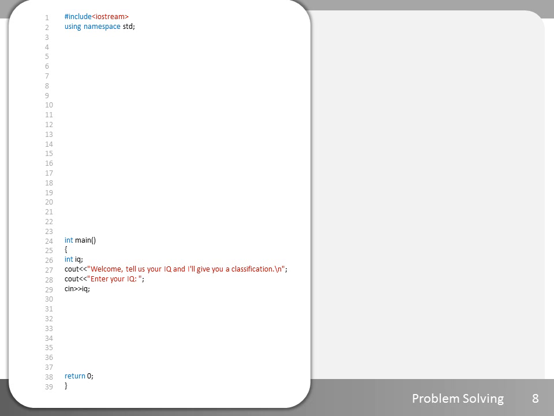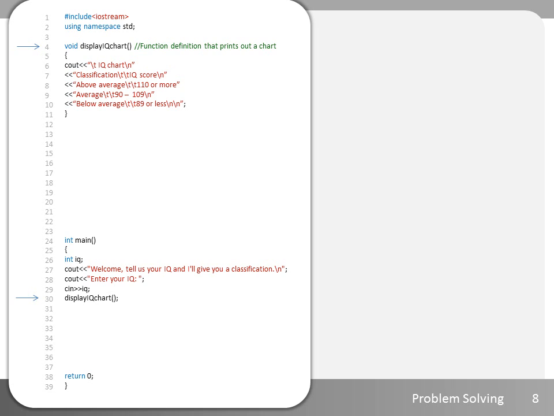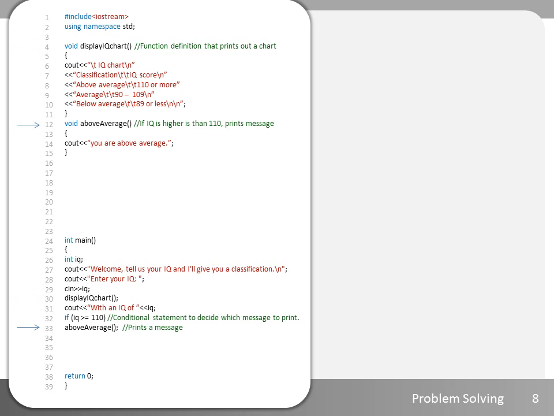Now that we've got the IQ, let's give the user a quick peek at what the different classifications are by making the function display chart. Here you can see how I added the function call down in the main and the function definition above. Up next, we're going to use a control structure to decide which classification is the user. In this case, the if-else conditional statement would do just fine. I'm going to print out "with an IQ of" and quickly follow it with the IQ on line 31 so we don't have to repeat it for each case.